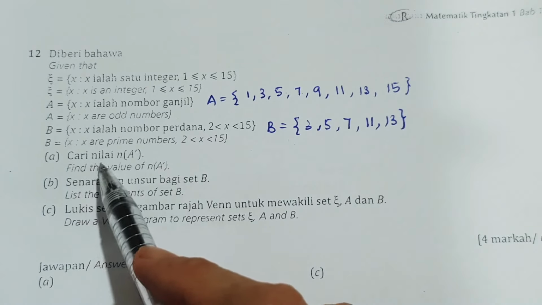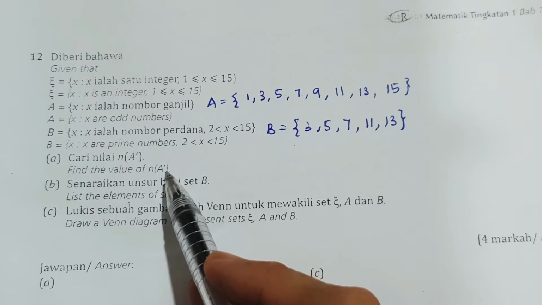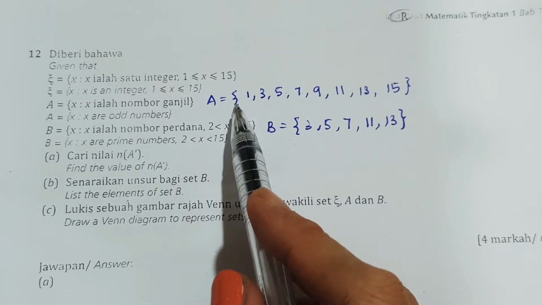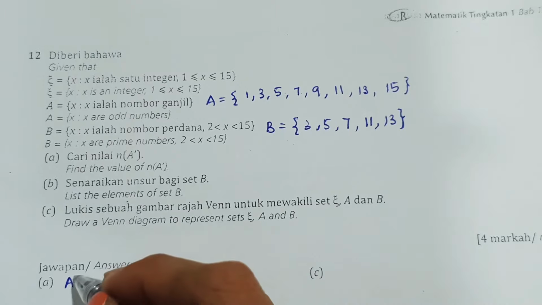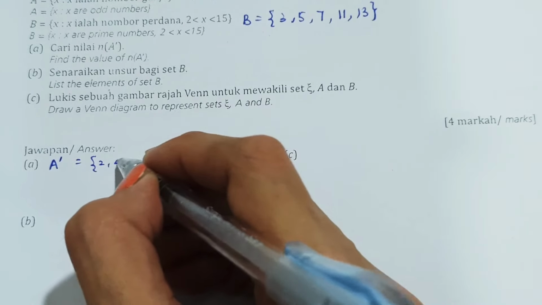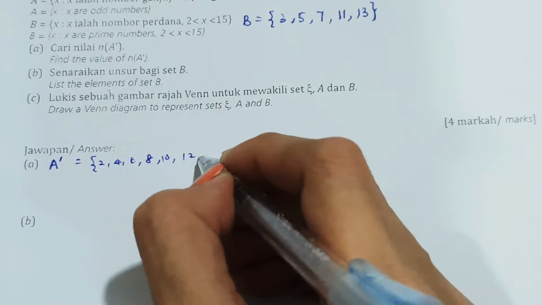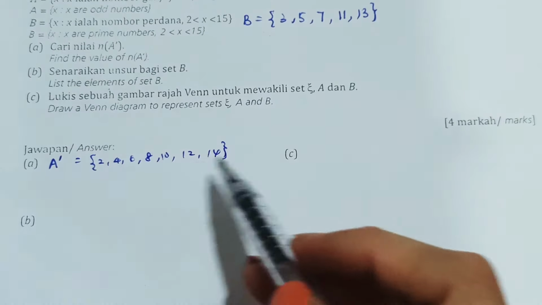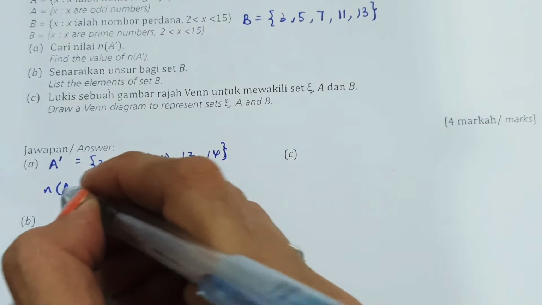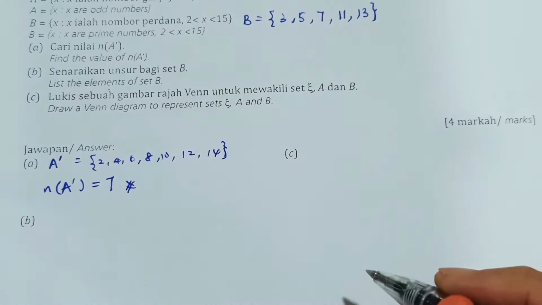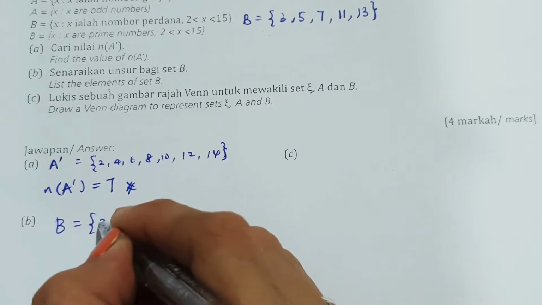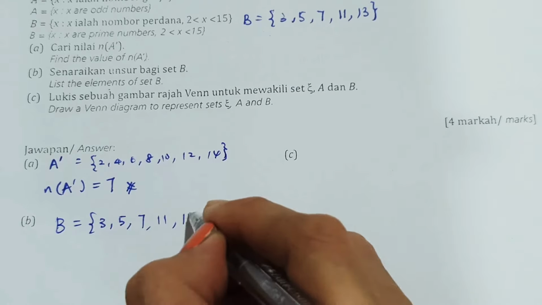Next, find the value of n(A'), the number of not A. So if A are the odd numbers, therefore we can find A prime first, the complement of A, which are all the even numbers. So 2, 4, 6, 8, 10, 12, 14, and that's it. So how many numbers are there? So we have 1, 2, 3, 4, 5, 6, 7. So the number of A complement is 7. That's it. Okay, next, we have to list the elements of set B. Oh, already listed here. Just copy it down. That's it. 3, 5, 7, 11, 13.